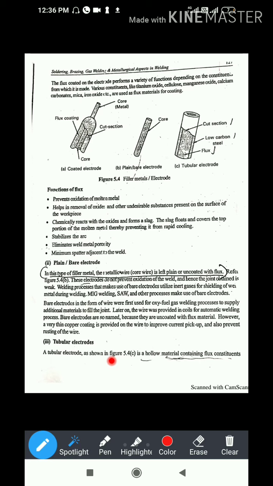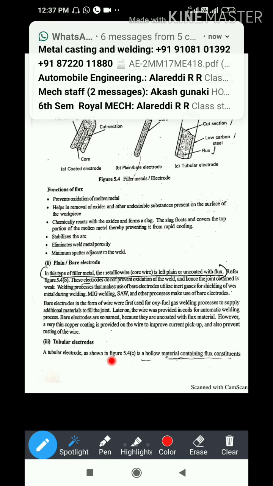Okay. Have you seen the electrodes during the welding? Can anybody reply to me? Have you all seen the electrode? Yes or no? You have not seen the electrode?